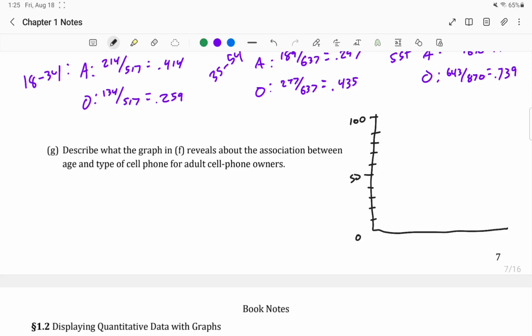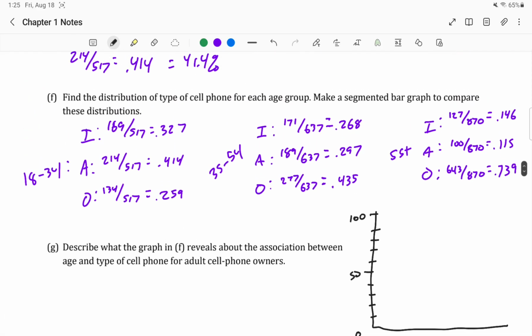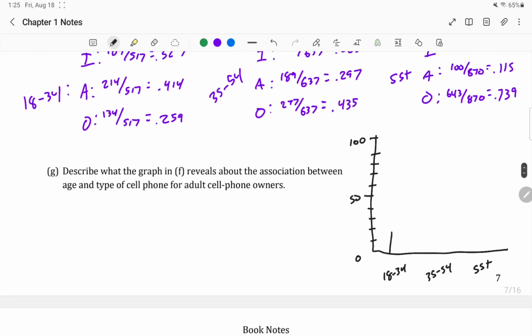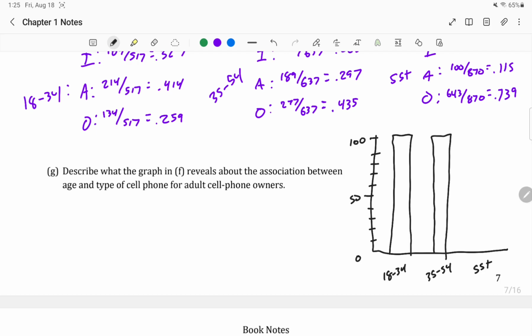Okay, here we go. Okay, so as we do this, and when it says make segmented bar chart, my bars are going to be my three age groups, 18 to 34, the 35 to 54, and the 55 plus. Now the nice thing about these is, again, I need to represent 100% of the 18 to 34-year-olds. I need to represent 100% of the 35 to 54-year-olds, and I need to represent 100% of the 55 plus. So all my bars are up to 100%. What changes is everything else.